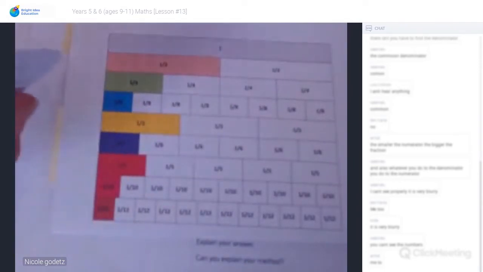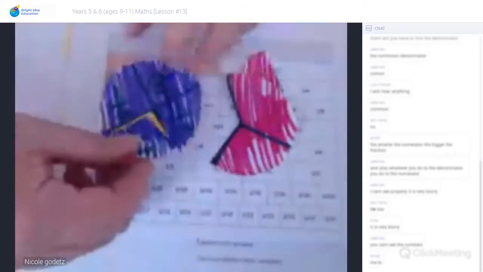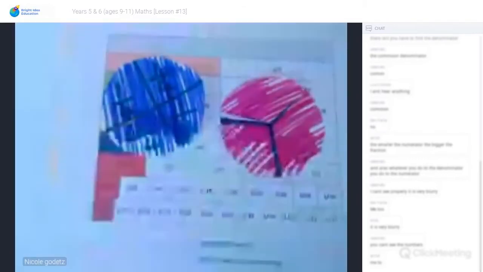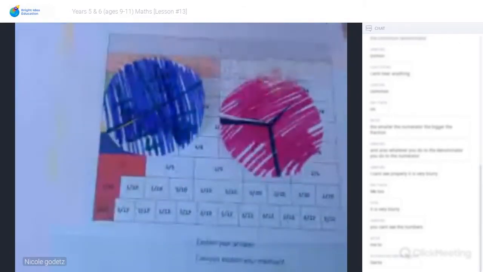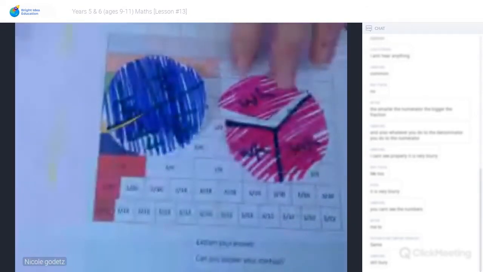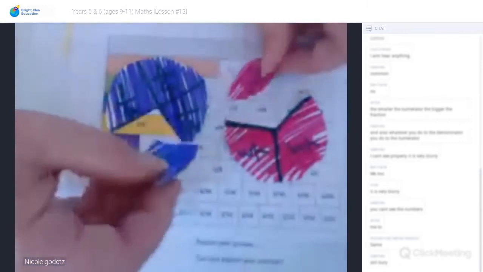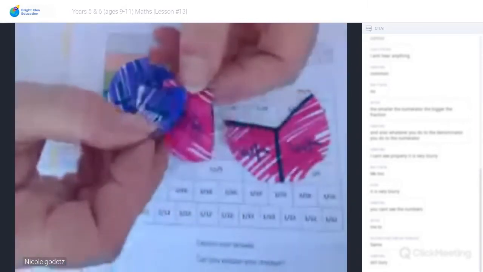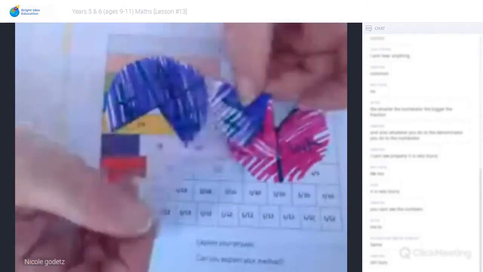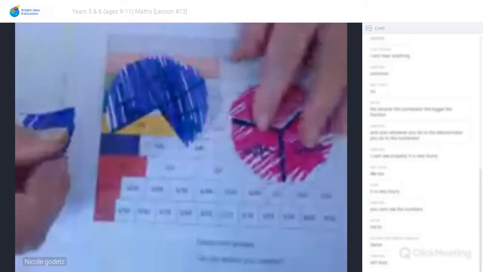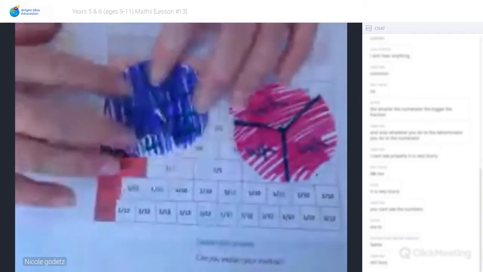So if we drop this down, we have a look. This cake has been split into quarters. This cake has been split into thirds. 4 is bigger than 3. These are 1/3. This is 4s, this is 3s. A quarter is smaller than a third. That's just got to be shared by 3 people. This has got to be shared by 4 people.